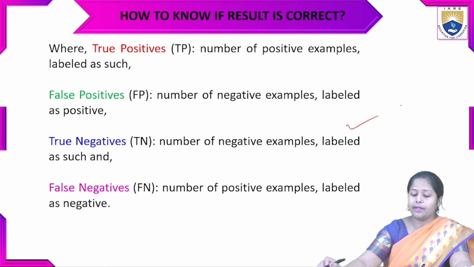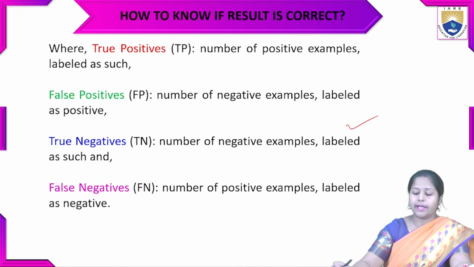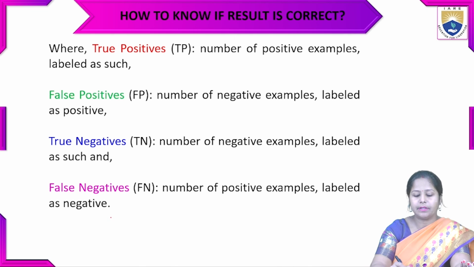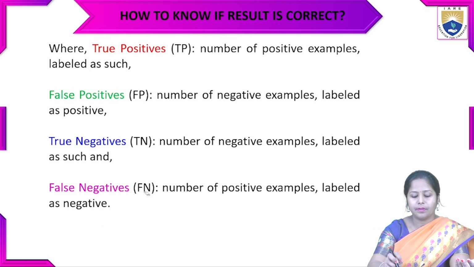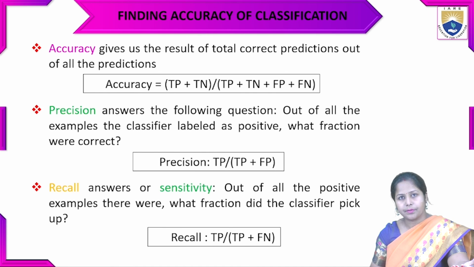The true negative, TN, is the number of negative examples that are labeled as such. False negative, FN, is the number of positive examples that are labeled as negative. So that was the abbreviation of the 4 different terms.